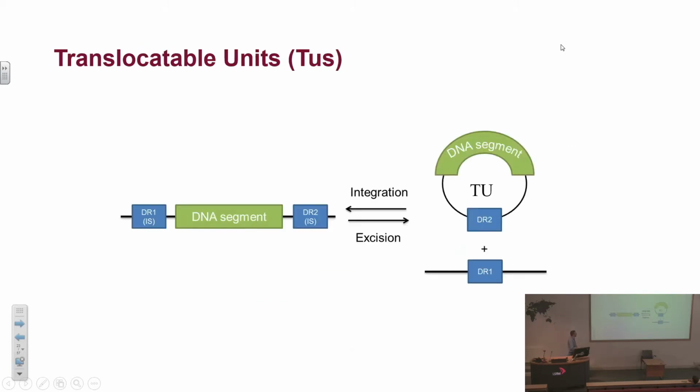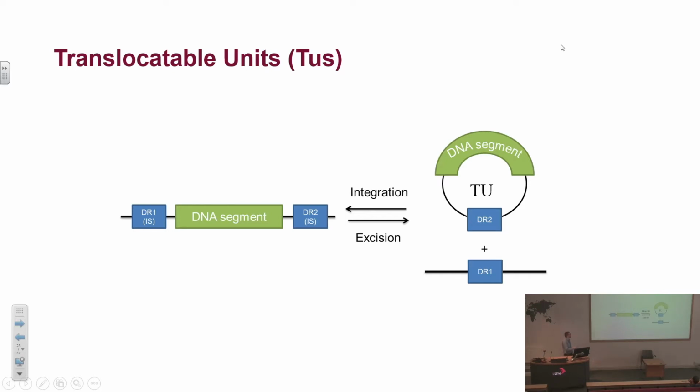One of the things that it does is excise, and when it does, it can form this circular molecule which is called a translocatable unit. And this is quite an interesting one because it's a circular molecule, it's very small, but it hasn't got any replicable function. It can't replicate on its own, but it can homologously recombine with another copy of an insertion sequence somewhere else in the genome. Okay, so it's quite a novel way of transfer.